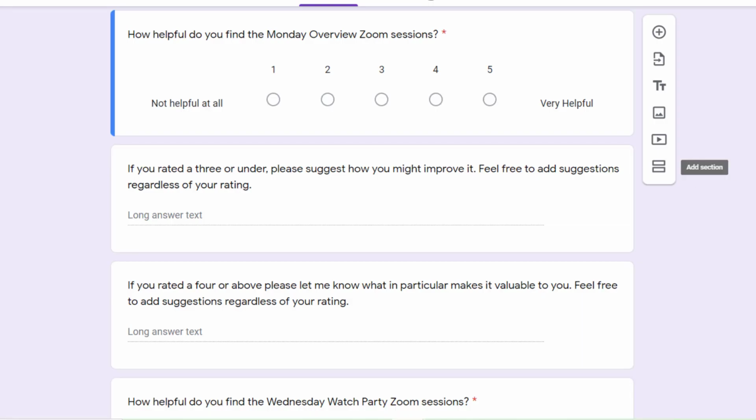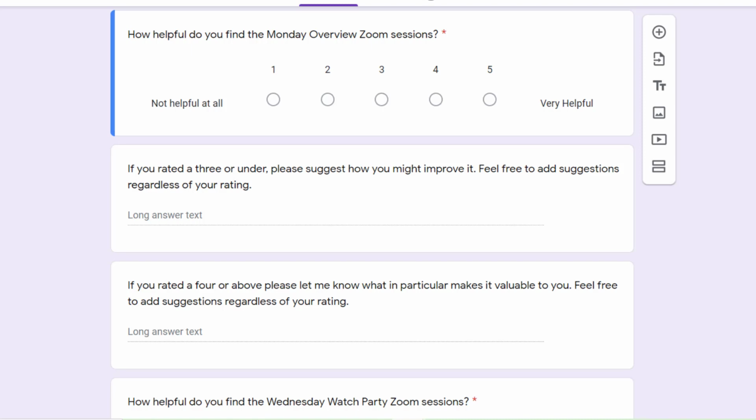So what I asked students is I said, on a 1 to 5 scale, from not helpful to very helpful, how useful or helpful do you find the Monday overview Zoom sessions? And then I asked students to elaborate. If you gave it a 3 or under, suggest how you might improve it, or feel free to add suggestions regardless of your rating. I didn't ask them to explain and justify their rating. I asked for suggestions. And when they give those suggestions, it will explain and justify their rating. But this is a way that I can tailor it to get more meaningful feedback out of it.